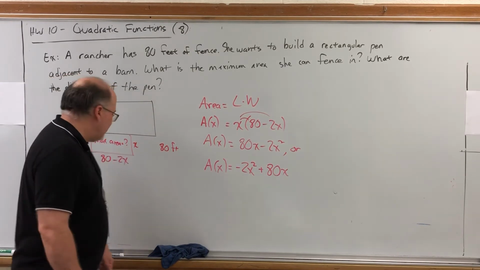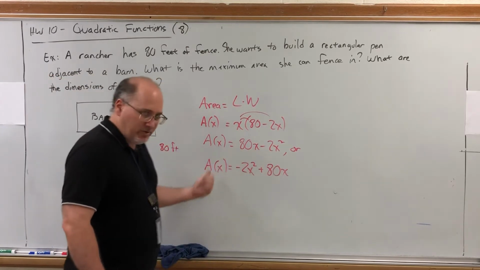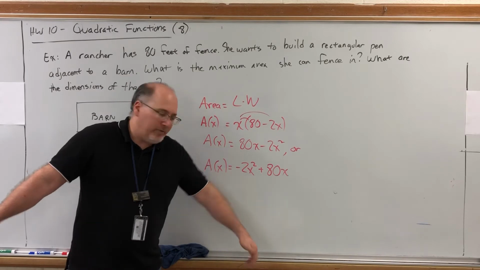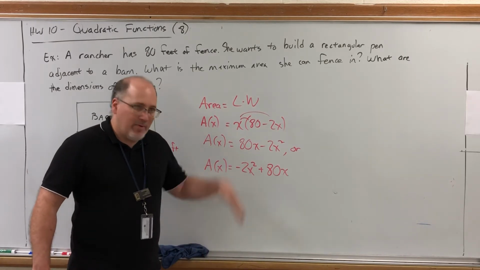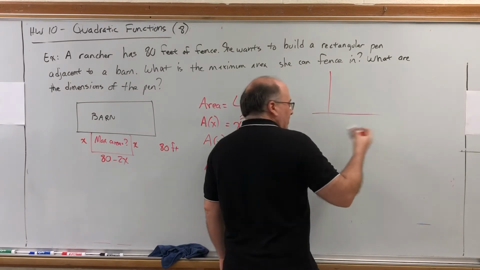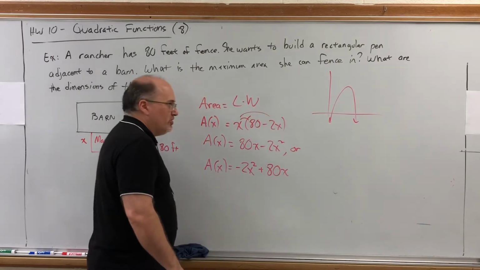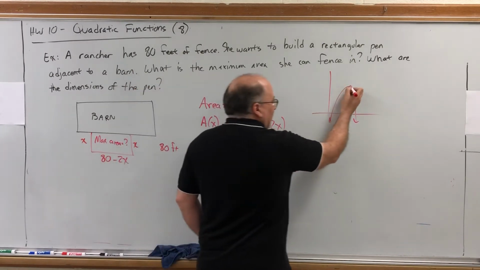This is a function that tells me the area if you tell me what the width is. This is a quadratic function. The parabola opens down because of the negative 2. It will have a high point. Let's see if we can figure out what that will tell us. I'm not saying this is the correct graph, I'm just saying that it's a parabola that opens down, if we can find the vertex.